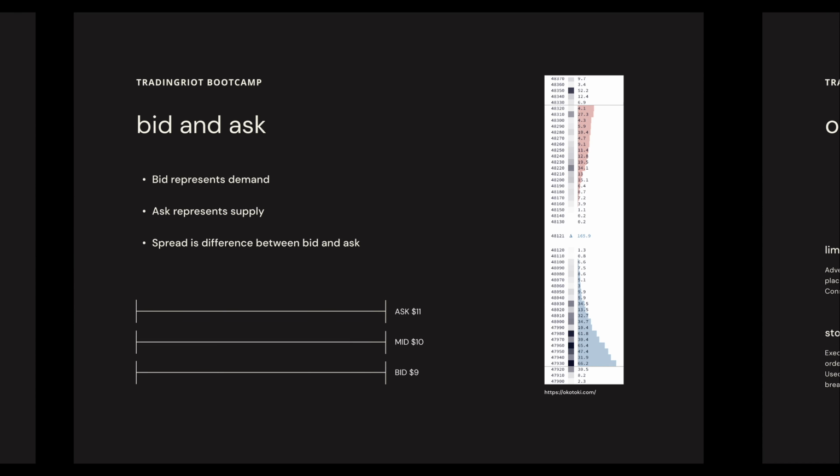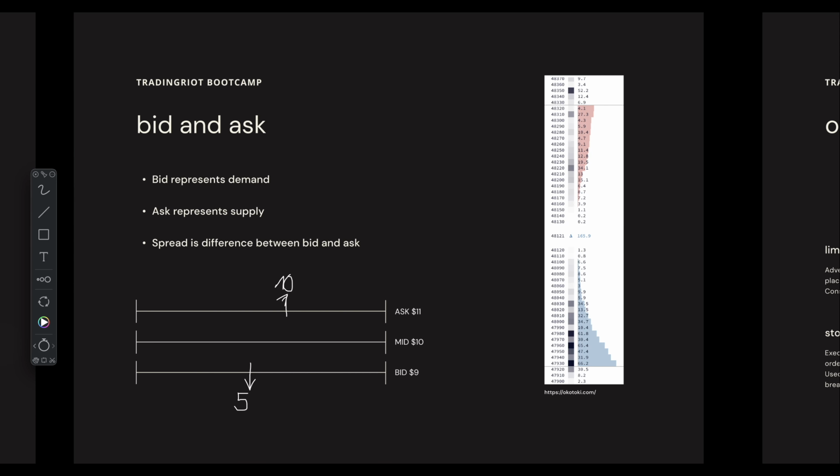In other words, bid represents the prices at which buyers are willing to buy an asset, and the ask, which is sometimes called the offer, represents prices at which sellers are willing to sell the asset. If we take a look at this table down here, you can see that there are 5 contracts resting at the bid, and there are 10 contracts resting at the offer.